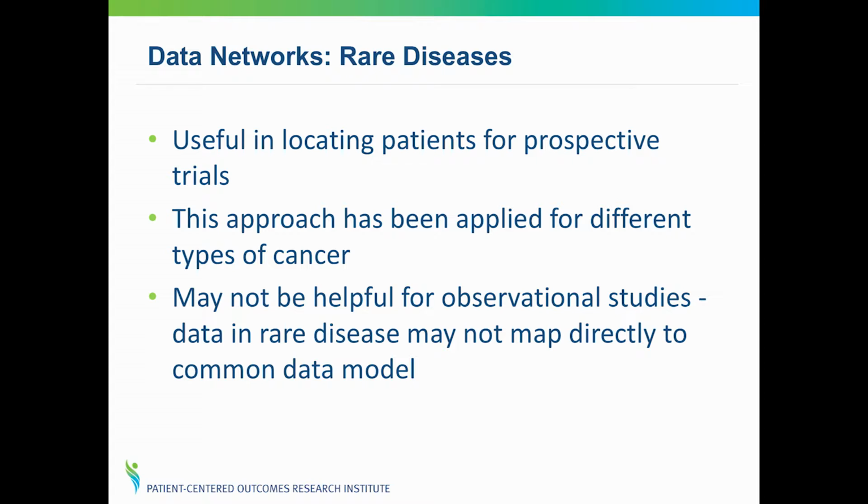Data networks are generally expected to be a network that can be used for not just one disease, but multiple diseases, and are a good starting point. When the diseases get rare, the chance of losing information that would be really important for studying that rare disease, information that doesn't get translated from the clinical information systems, even if it's in structured form, into the common data model, makes it difficult.